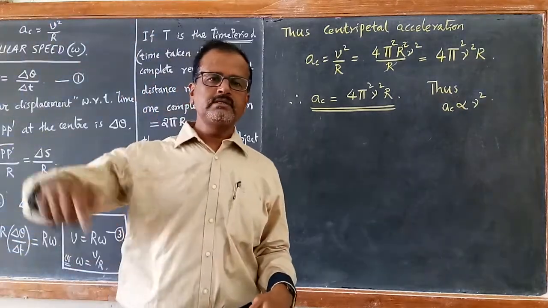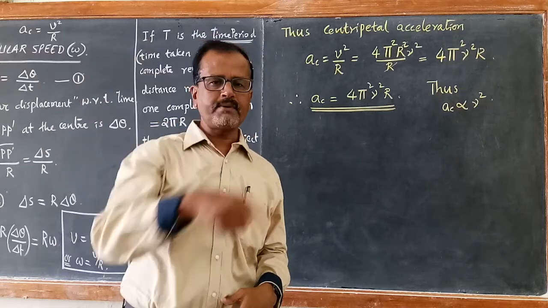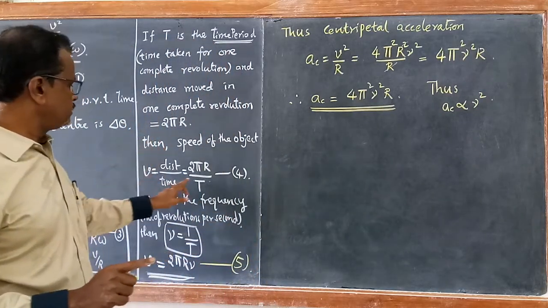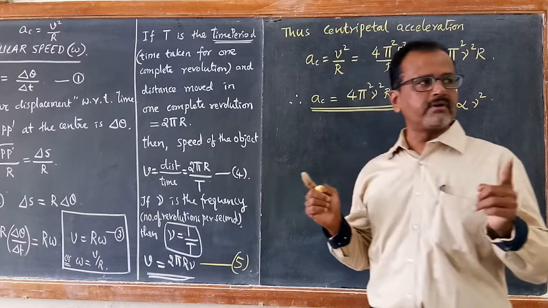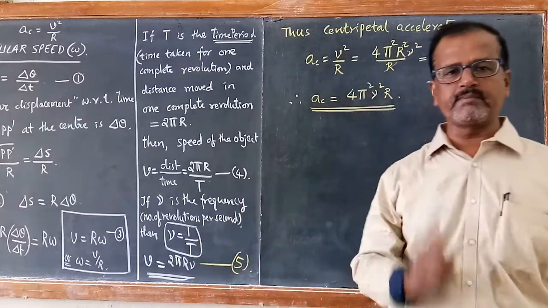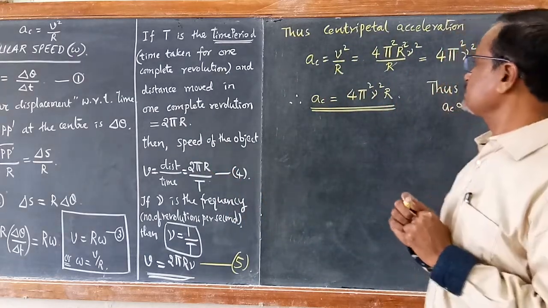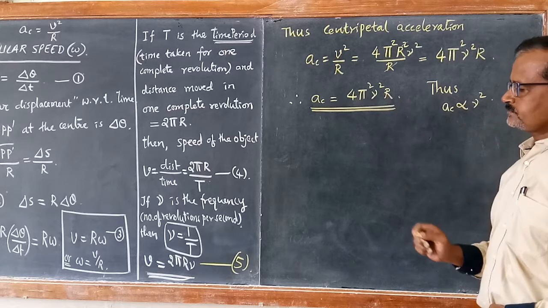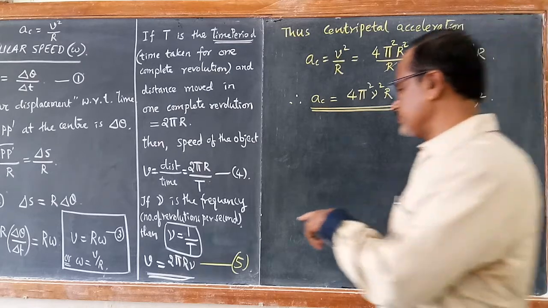For one complete revolution, the distance covered by the object is 2 pi r, that is the circumference of the circular path, and the time taken for one complete revolution is the time period capital T. Therefore, linear velocity v equal to 2 pi r by T. And we also know that if the number of revolutions per second is frequency, then frequency is equal to 1 by T. So if you substitute that, it becomes v equal to 2 pi r nu, and thus we get centripetal acceleration as a_c equal to 4 pi square nu square r. This is the interesting result.